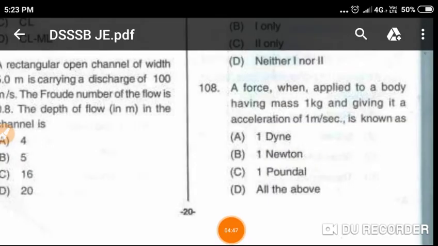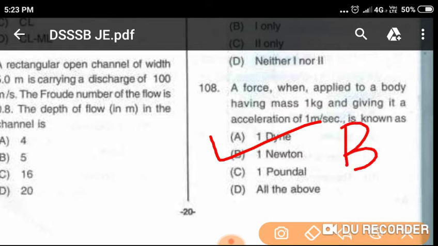Question number 108. A force which, when applied to a body having mass 1 kg, gives it an acceleration of 1 meter per second squared is known as option A 1 dyne, option B 1 newton, option C 1 pound, option D all the above. So a force when applied to a body having mass 1 kg and giving it acceleration of 1 meter per second squared is known as 1 Newton. Option B is the correct answer.